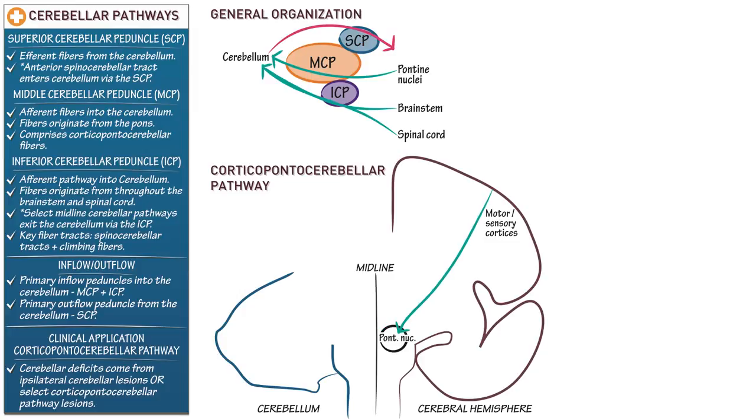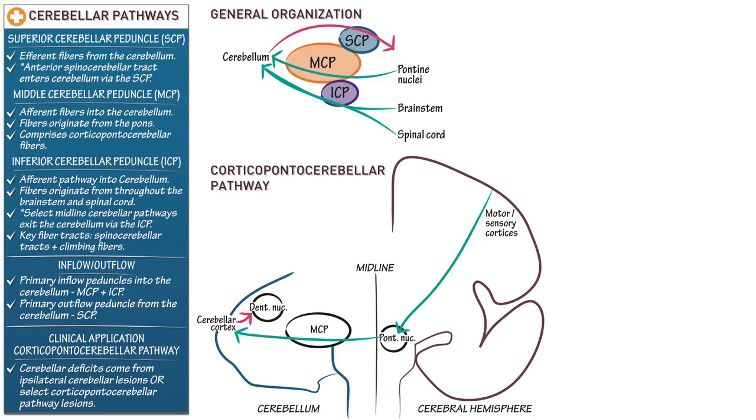Next, draw the middle cerebellar peduncle and show that the pontine nuclei project across midline through the middle cerebellar peduncle into the contralateral cerebellar cortex. Then show that the cerebellar cortex projects to the dentate nucleus, which lies deep within the cerebellum.